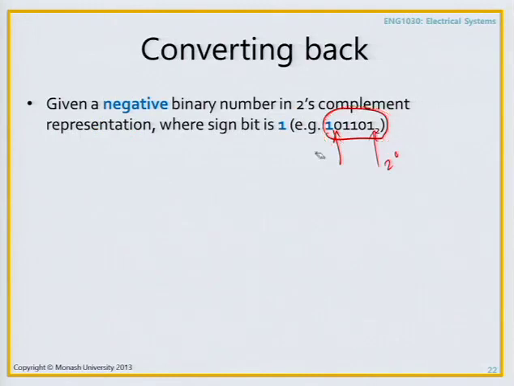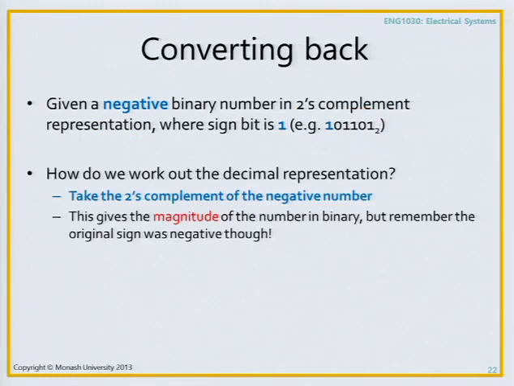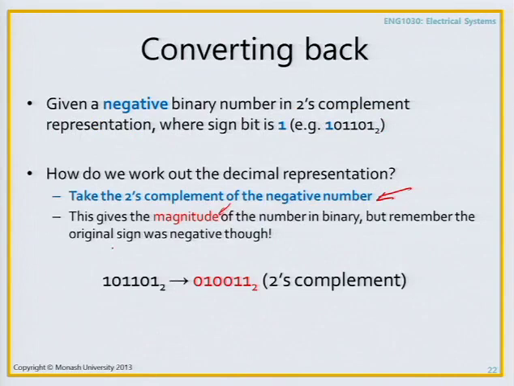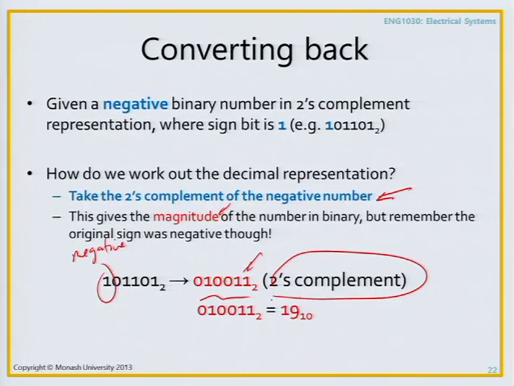So to get the original number, we need to take the 2's complement of the negative number to give us the magnitude of the negative number. So here, you've got 1, 0, 1, 1, 0, 1. We say, oh, there's a 1 here. We know it's negative, right? So how do we know what number it is? Well, we take its 2's complement, and then we find the magnitude of this, which is 19, okay? And so thus, this number here is equal to negative 19.